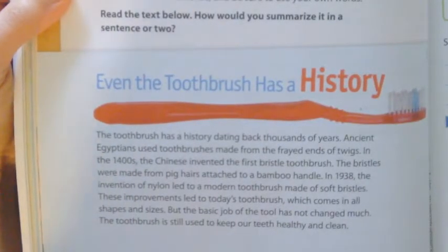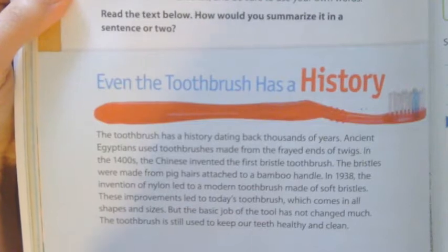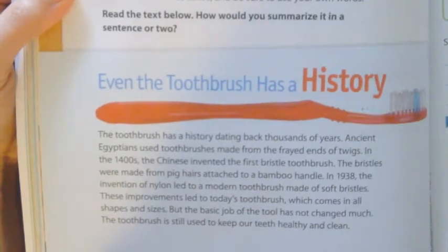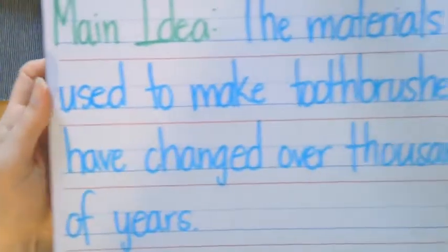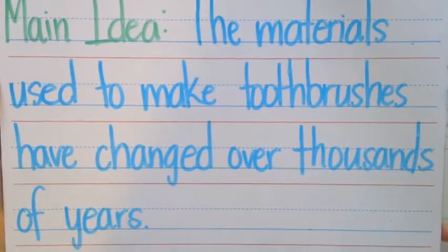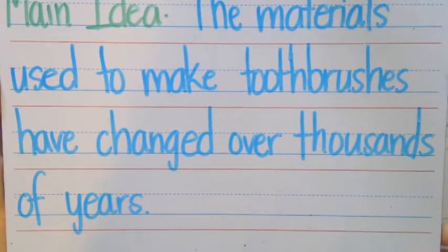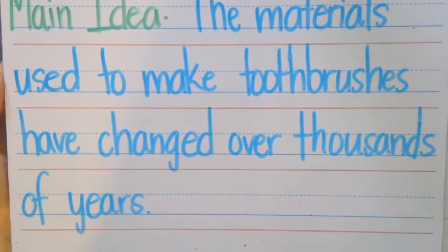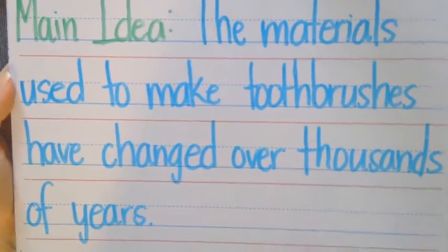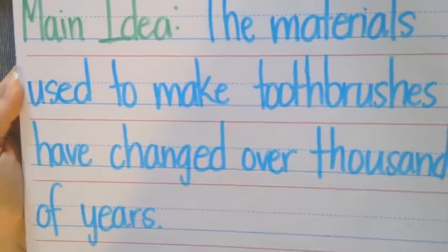All right, so what we're working on is being able to summarize using details from text. So if I were to say the main idea is, the materials used to make toothbrushes have changed over thousands of years, I want to now go back into the text, and I'm looking for 3 specific details that are key in adding to this main idea.